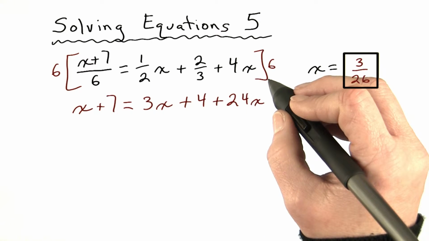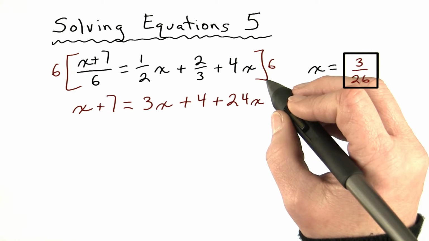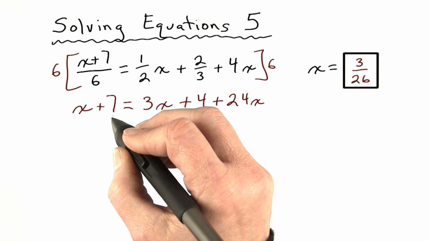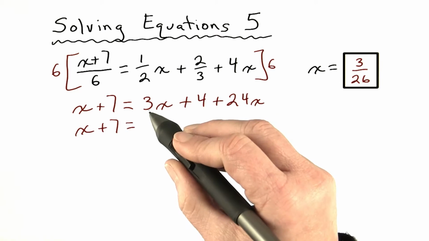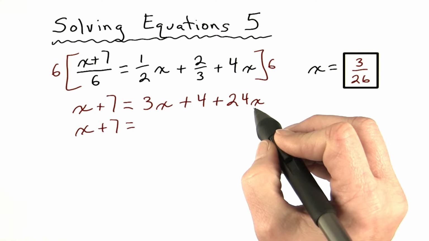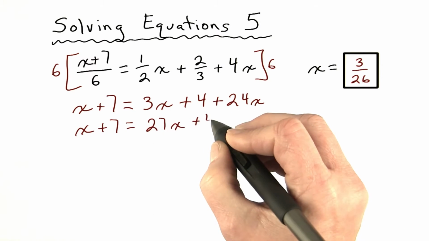Now that I've eliminated all the fractions from my equation, I can combine like terms. On the left side, I only have x plus 7, and on the right side, I have 3x plus 24x is going to give me 27x. And then I have the plus 4.